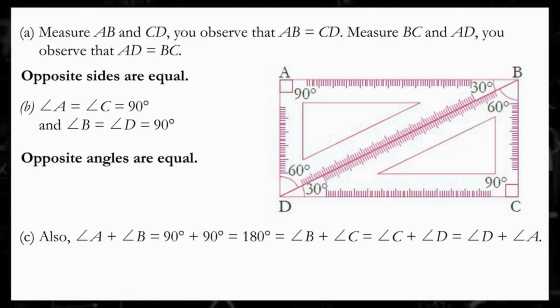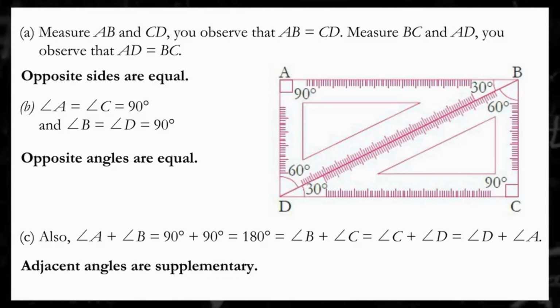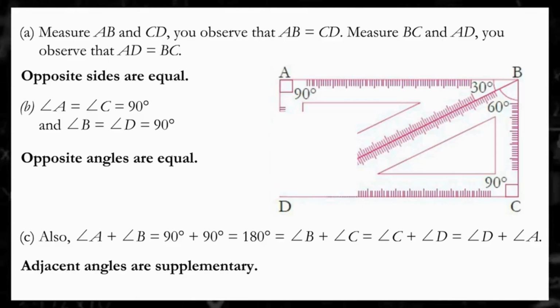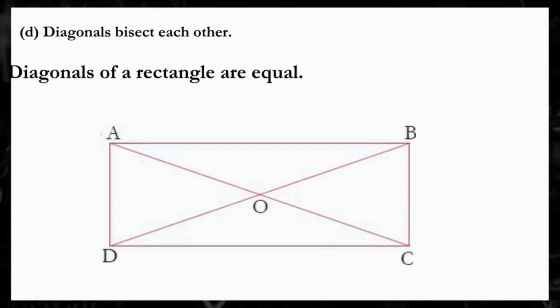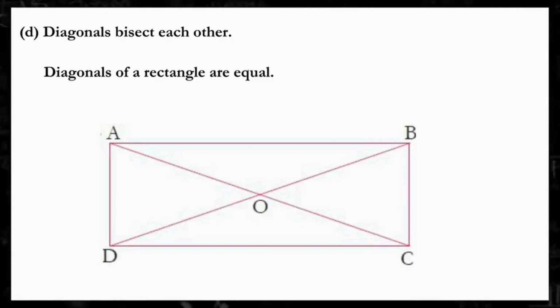C. Also, angle A plus angle B is equal to 90 degree plus 90 degree is equal to 180 degree, which is equal to angle B plus angle C, equal to angle C plus angle D, and it is equal to angle D plus angle A. Adjacent angles are supplementary. D. Diagonals bisect each other. Diagonals of a rectangle are equal.